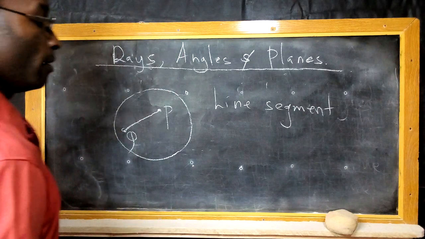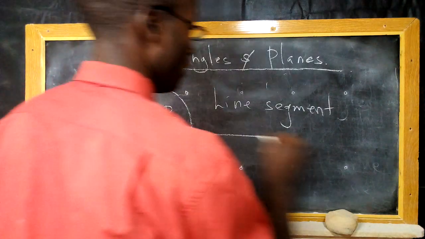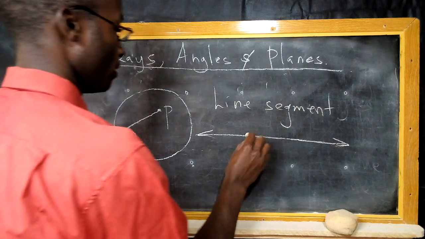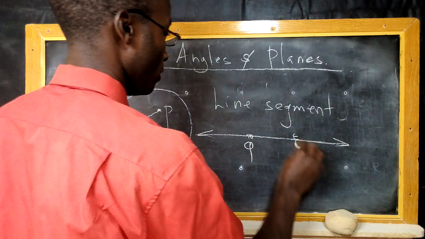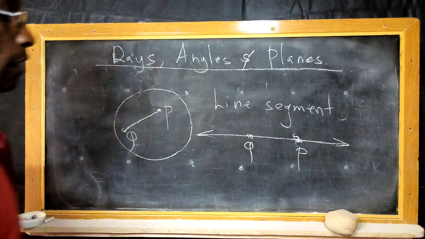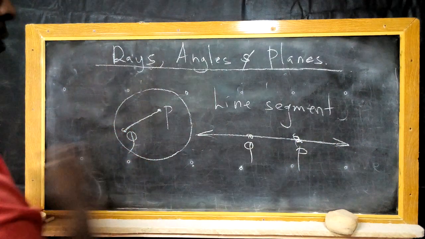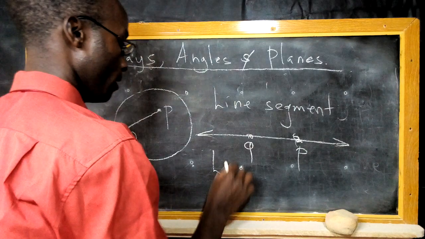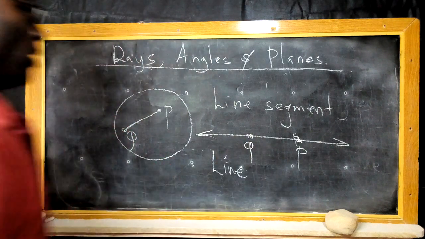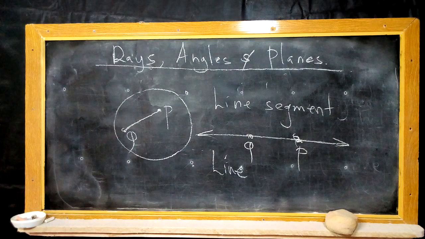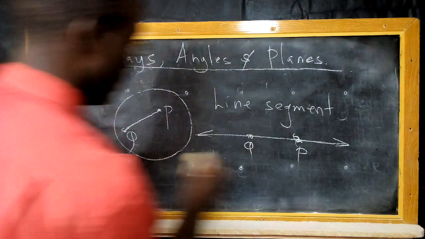And then we said that if this line segment continues infinitely on both sides, from point P infinitely and from point Q infinitely in both directions, then we can call this one a line. So we're going to see how that develops from a line onwards.